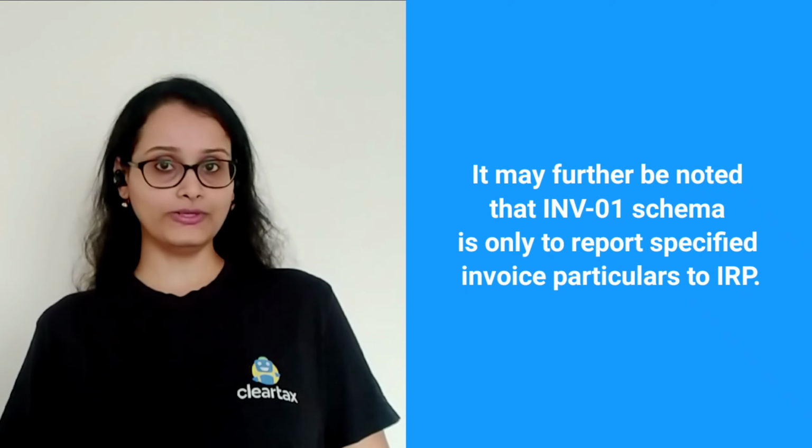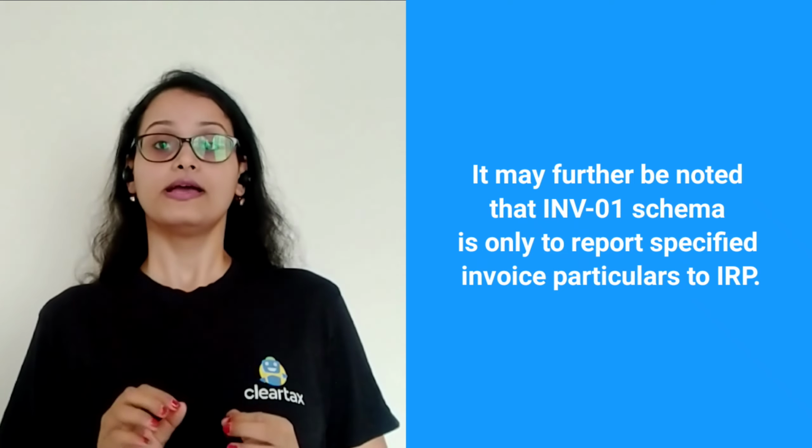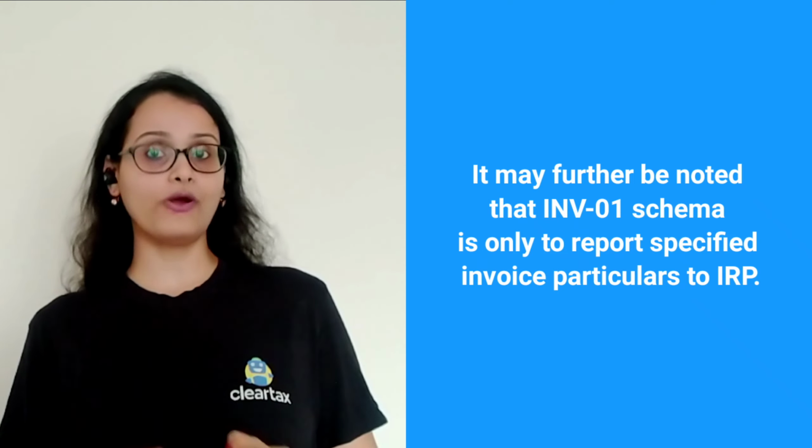It may further be noted that INV1 schema is only to report specified invoice particulars to IRP. Once IRN is obtained from the portal, the business may add any other elements not relevant to GST while issuing invoice finally to the buyer.